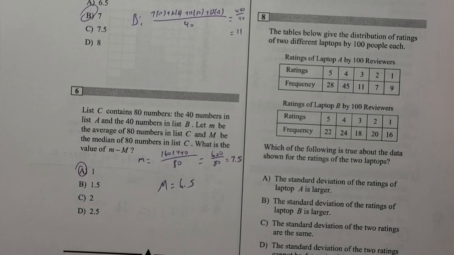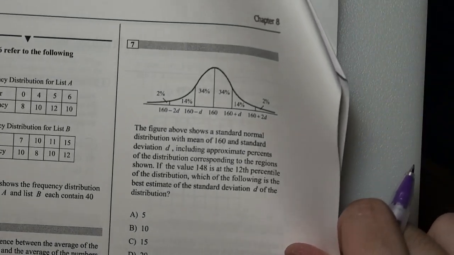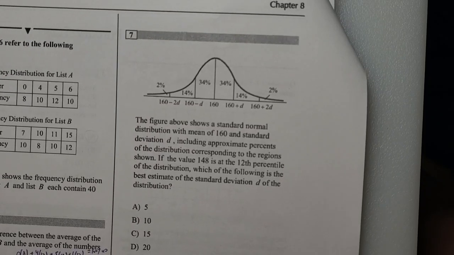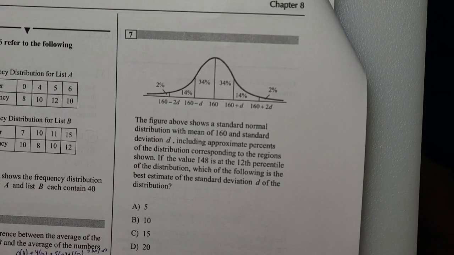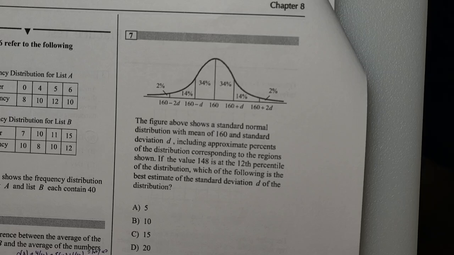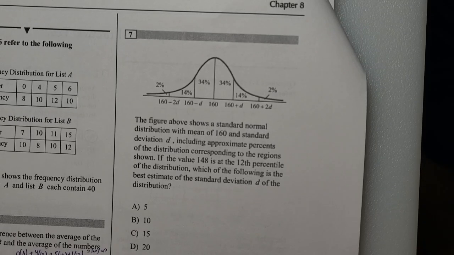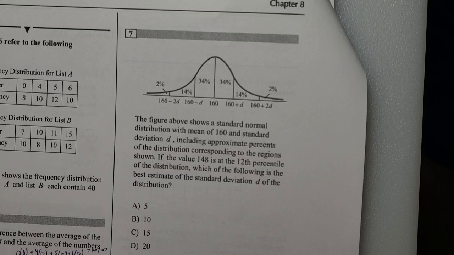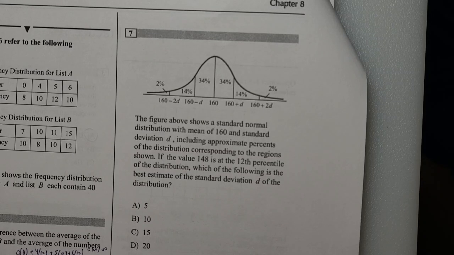Okay, pretty simple actually if you understand the concept. Okay, the figure above shows a standard normal distribution with mean of 160, standard deviation d, including approximate percents of the distribution corresponding to the region shown. If the value 148 is at the 12th percentile of the distribution, which of the following is the best estimate of the standard deviation d of the distribution?